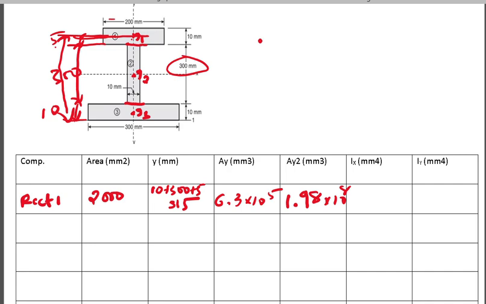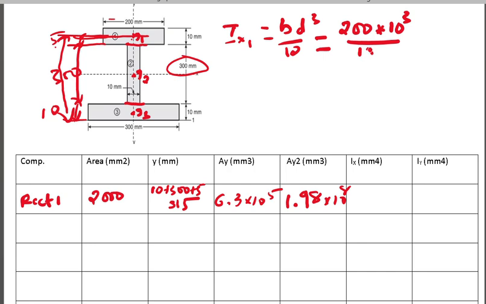Next, how to calculate the values of ix1 and iy1? Ix1 is the moment of inertia about the centroidal x-axis of component 1. The formula is b d cube divided by 12. Here, b is the width of component 1, which is 200, and the depth is 10. So b d cube divided by 12.